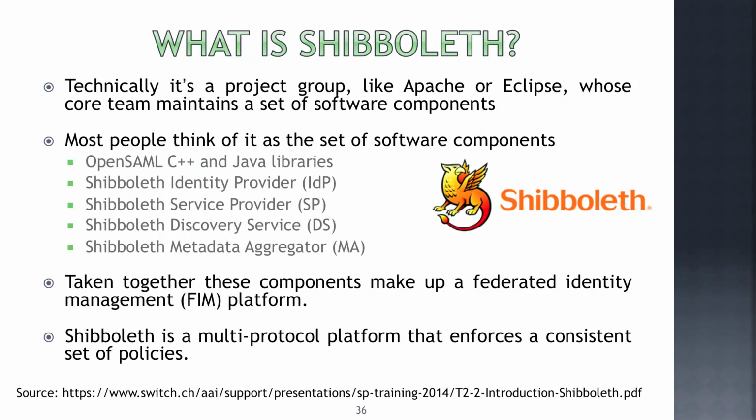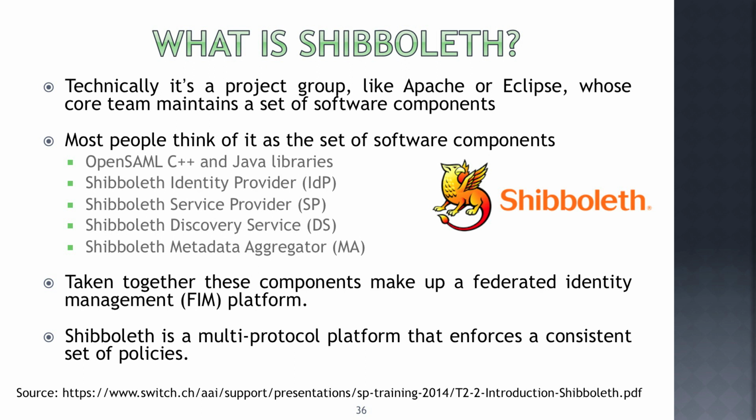Technically, it is a project group like Apache or Eclipse, whose core team members have software components. Most people think of it as a set of software components like OpenSAML, C++ and Java libraries. Then we have Shibboleth identity providers, which are known as IDP. Then we have Shibboleth service providers, which are known as SP.